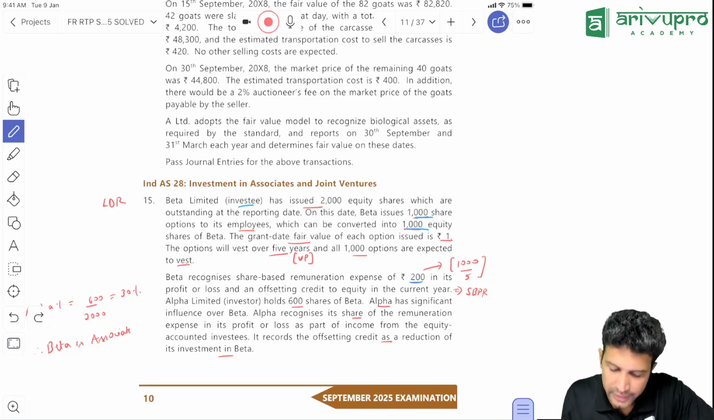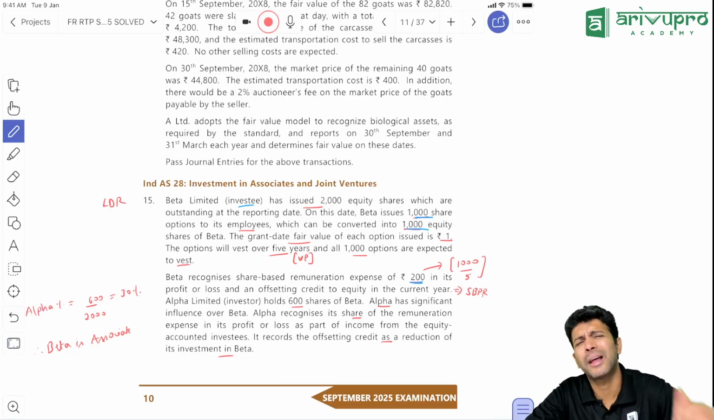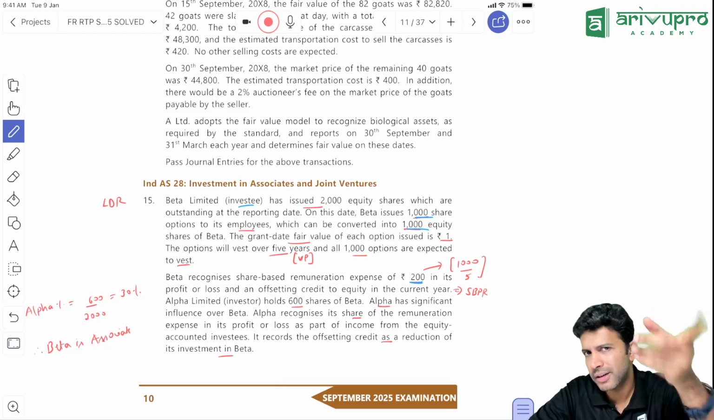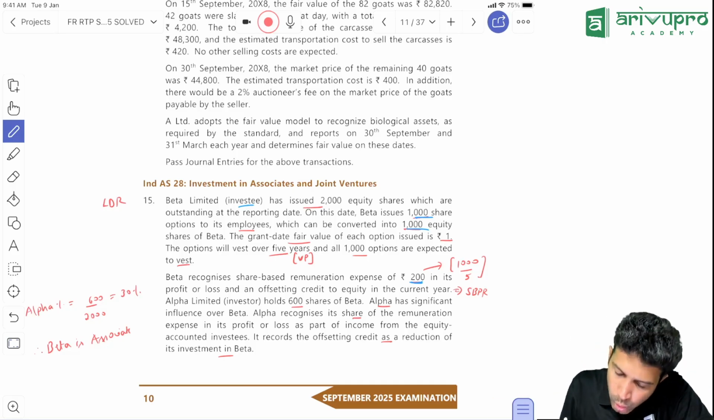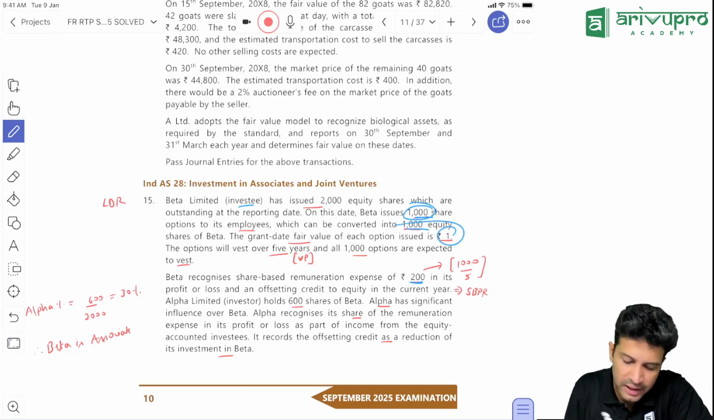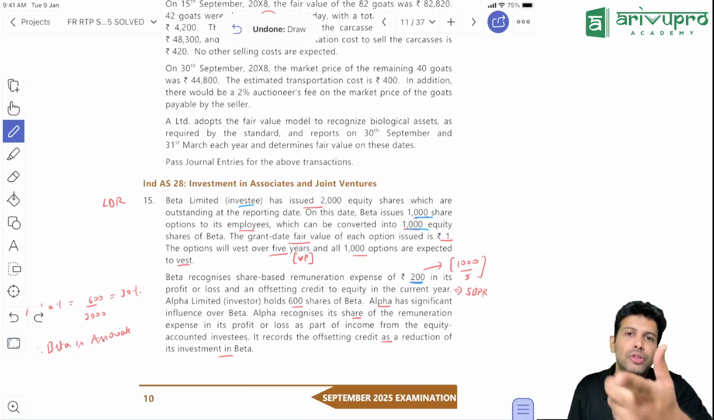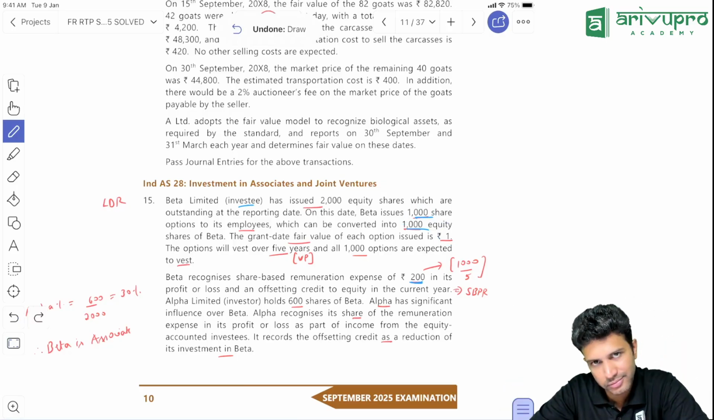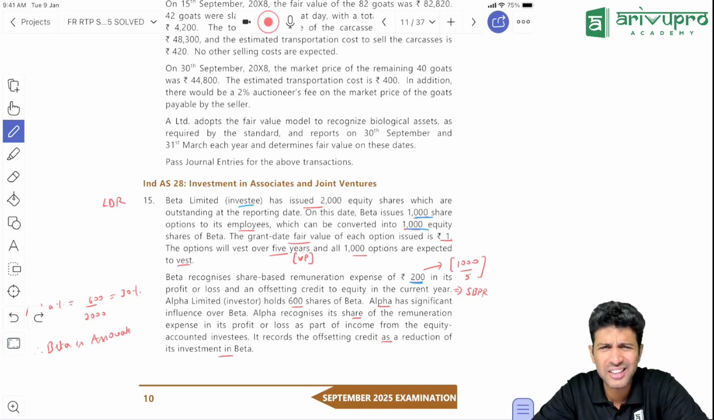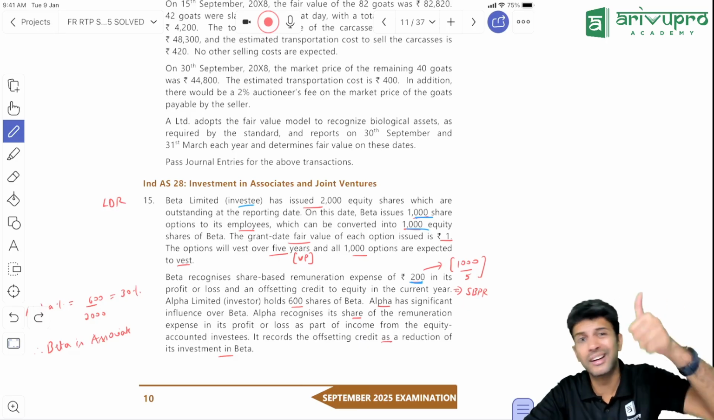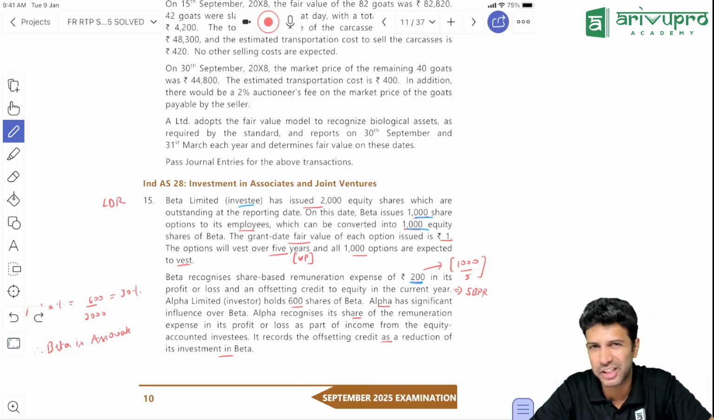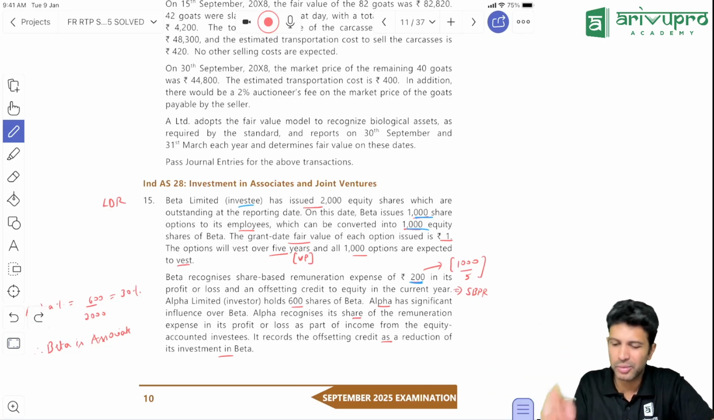Beta Limited recognizes share-based remuneration expense of 200. How? Sir, when you issue an equity settled plan, what is the journal entry? Employee benefit expenses account debit to SBPR. Right now, we have issued 1000 shares and each one's fair value is 1 rupee. So the total fair value is 1000 rupees, right? And there's no change in any estimate. So you don't have to put working note number 1 to calculate each year's employee benefit expenditure. That is not required here because it is very straightforward.